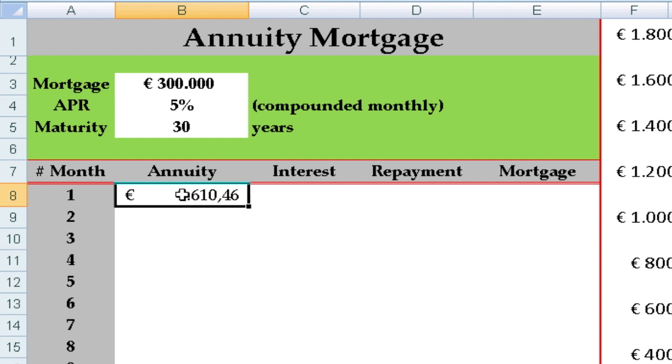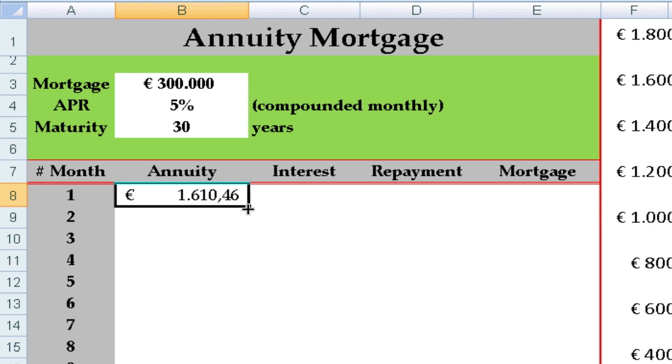And this is the annuity we're going to pay. So a little more than 1,600 euros we have to pay each month to repay the mortgage, so the 300,000 plus interest.